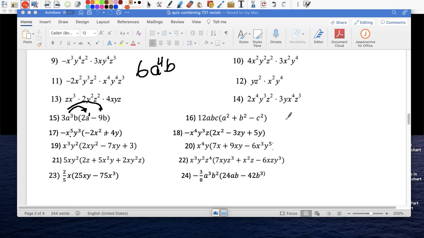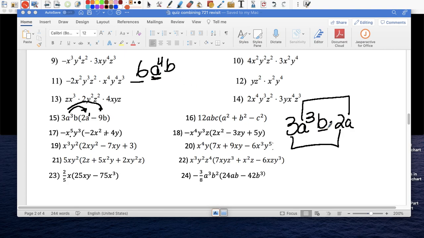So literally what we just did was 3a to the third power b times 2a. We multiplied 3 and 2, got a 6. A to the third power and a gives me a to the fourth power, and the b we can't throw away, and that's what it is. I get 6 a fourth b.